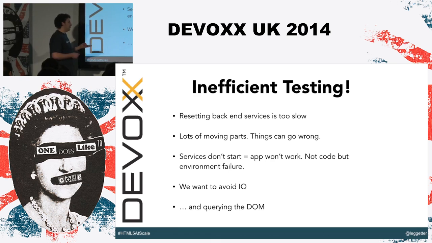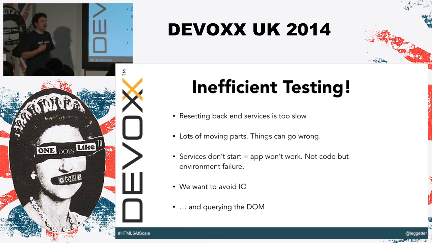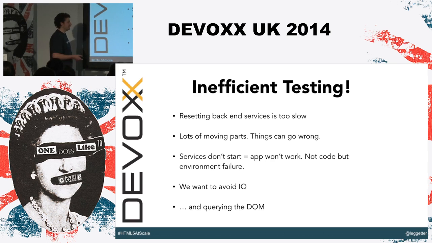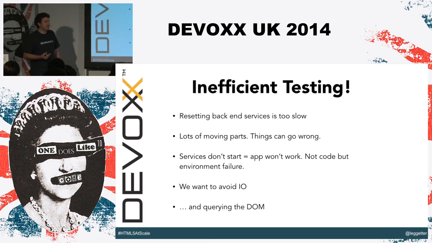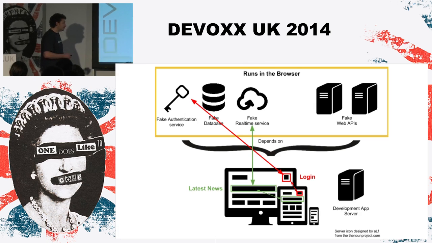So there were two kind of outputs from this. The first thing is that as much as possible, we wanted to avoid any I/O. So any network requests as part of this, any access to real back-end services, we were trying to avoid. The second thing is that we found that accessing the document object model and making assertions against that was highly unreliable.